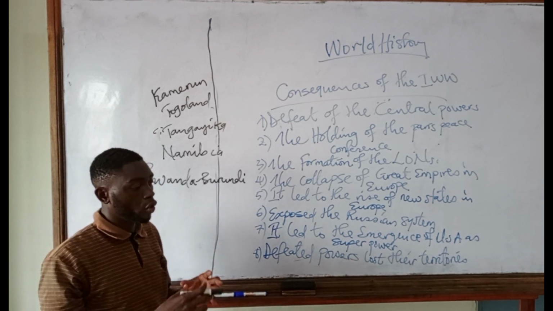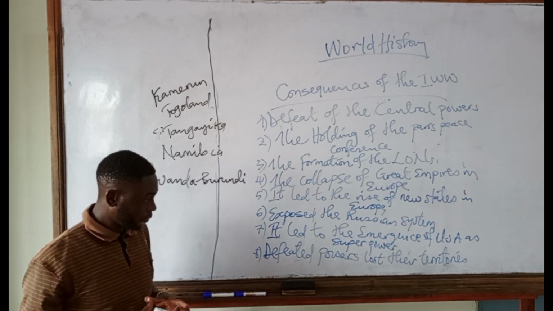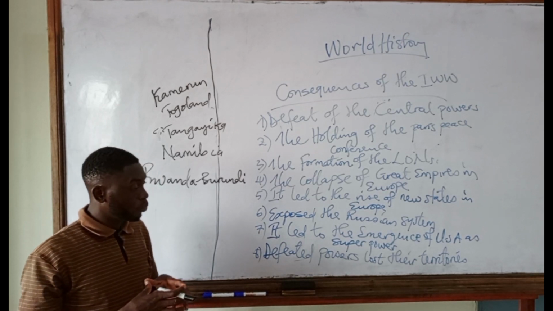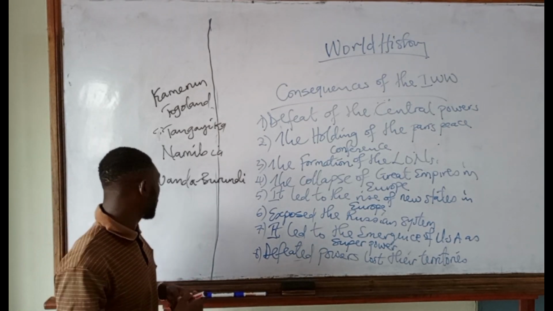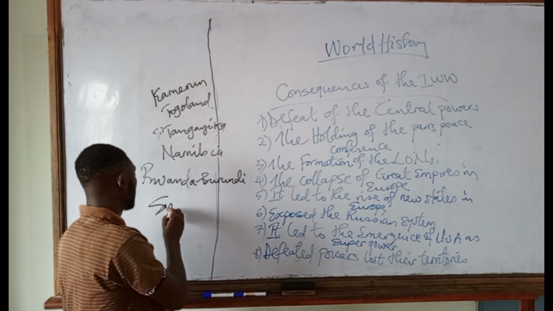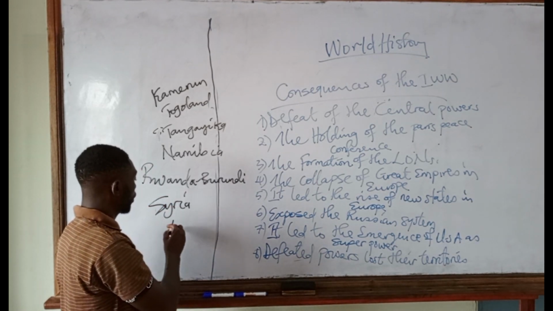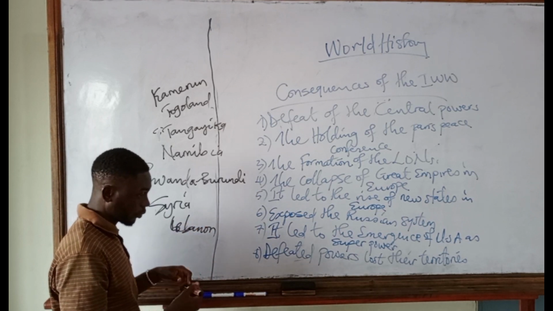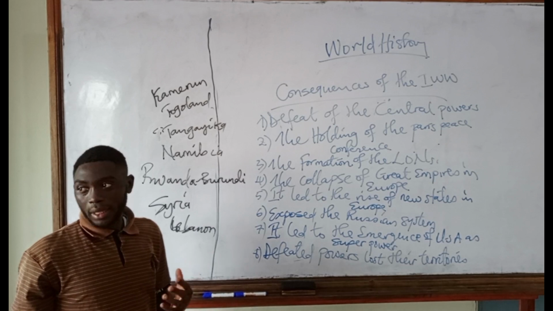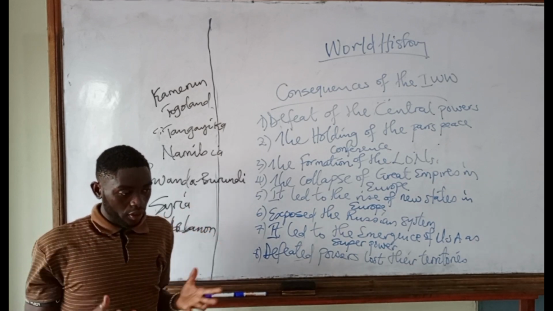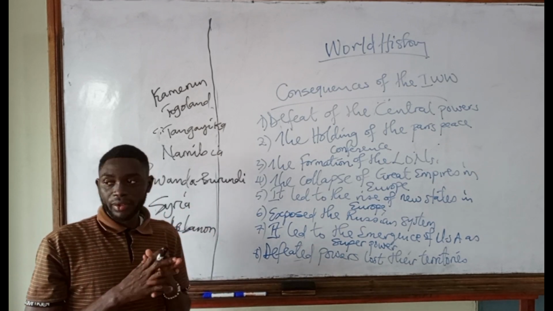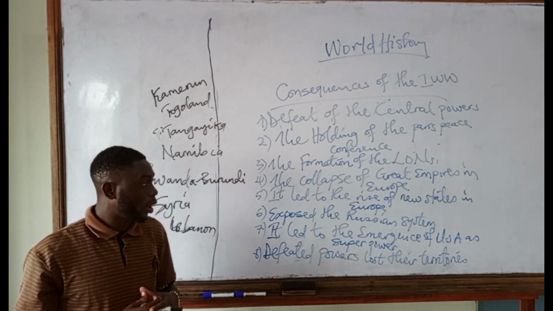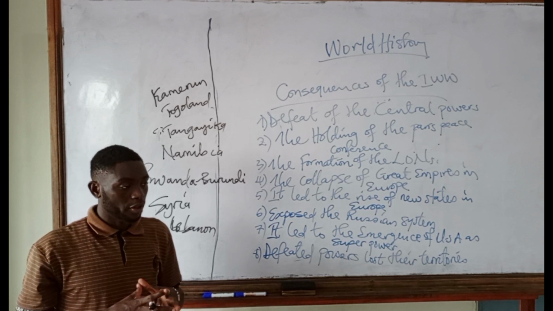The Turks also lost their territories at the end of the First World War. Syria and Lebanon, which were under Turkey, were given to France. Jordan was given to Britain. So these were some of the political impacts of the First World War.